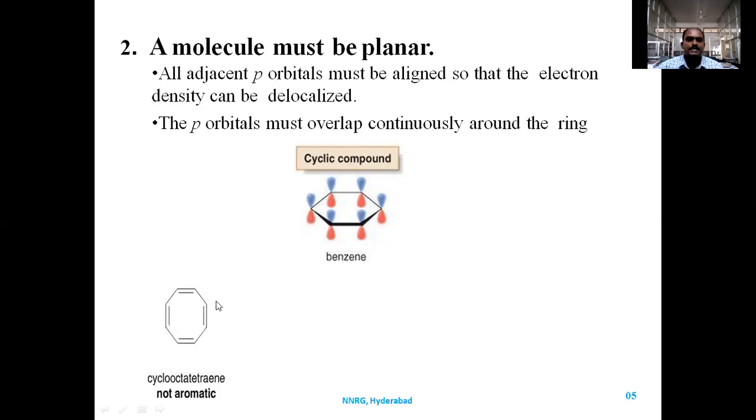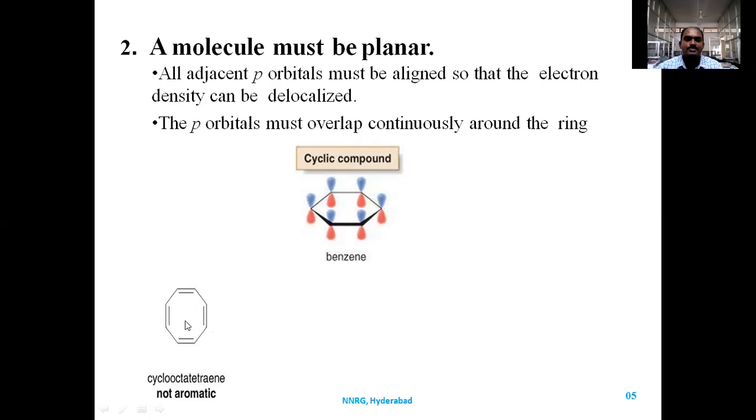So if you see this structure, it looks like an aromatic compound because all the carbons have p orbitals, which look like they are perpendicular to the plane of the structure, but this is not aromatic. Why is this not aromatic? Though it is a cyclic structure, though it looks like a planar structure, though it has other properties, it is not aromatic. Why? Because if the p orbitals are perpendicular to the plane of the structure, then this structure is more strained.